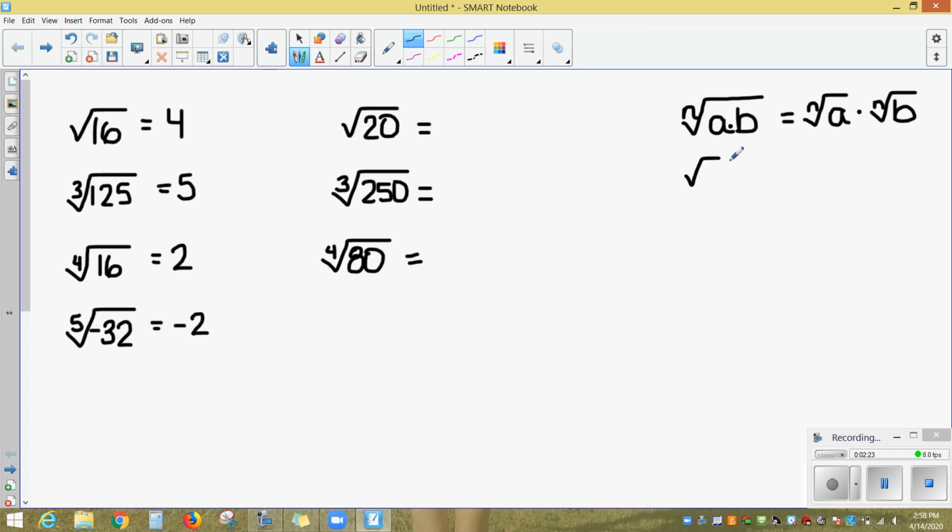Meaning if I want to find the square root of 4 times 25, I can take the square root of 4 and multiply it times the square root of 25. The square root of 4 is 2, and the square root of 25 is 5, and 2 times 5 is 10. Now, a radical is not considered simplified completely unless every factor that can come out from under the radical has been brought out. So let's go to another page and talk about what I mean by that.